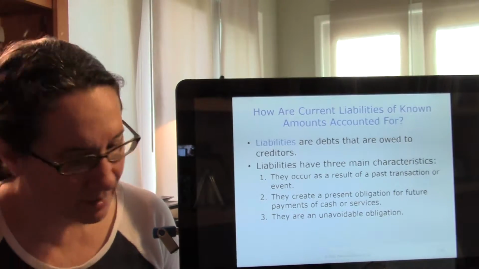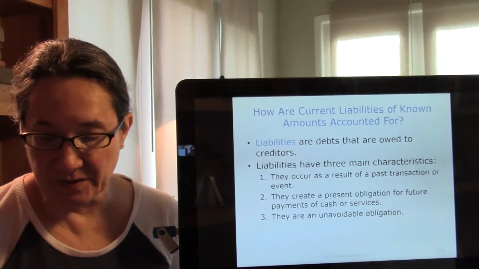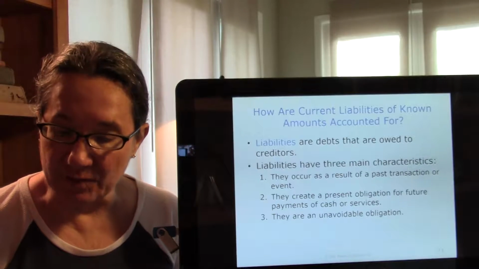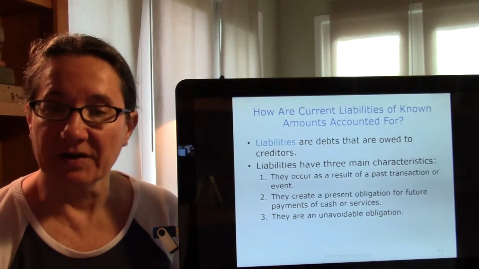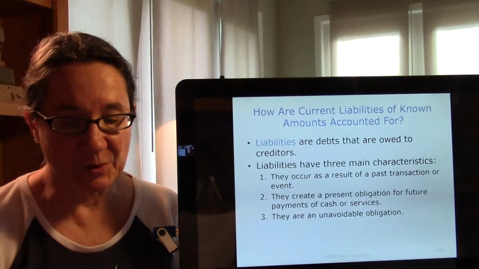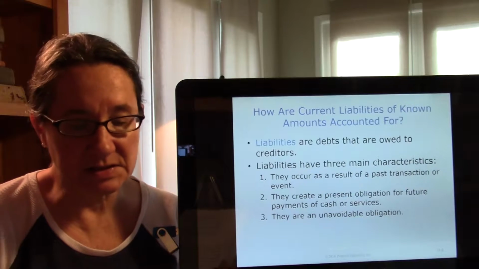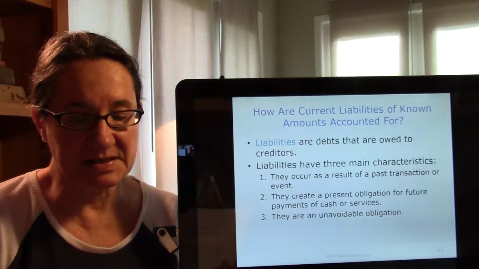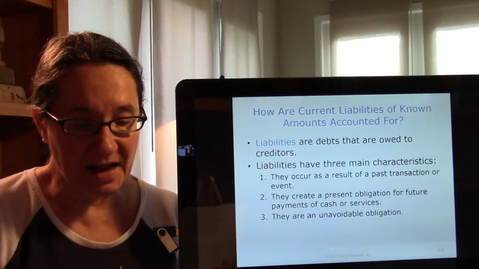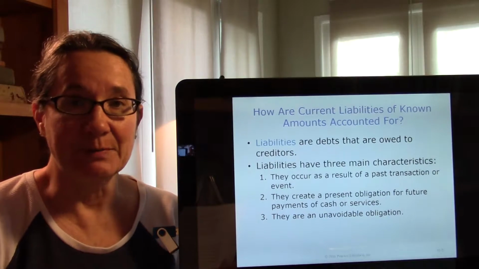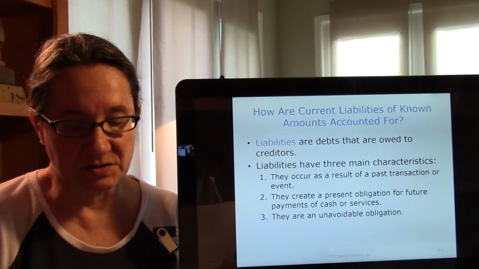All right, so I think you probably remember a little bit about liabilities, that they're debts that are owed to creditors. Liabilities have three main characteristics. Up to this point, we've been focusing on all the assets the corporation owns. But what about the bills a business owes? A business needs to know what it owes, its liabilities, and by what date the liabilities have to be paid. Liabilities are debts that are owed to creditors.